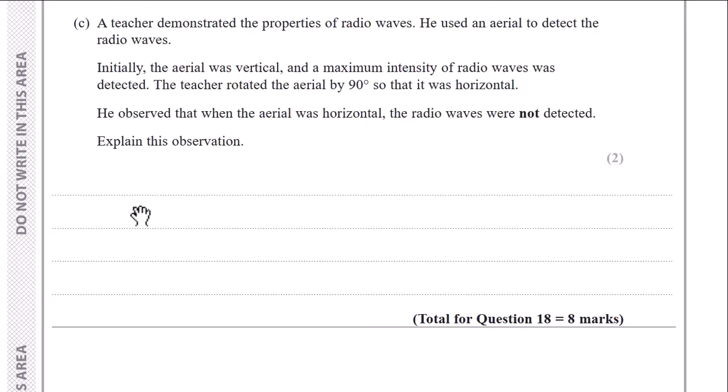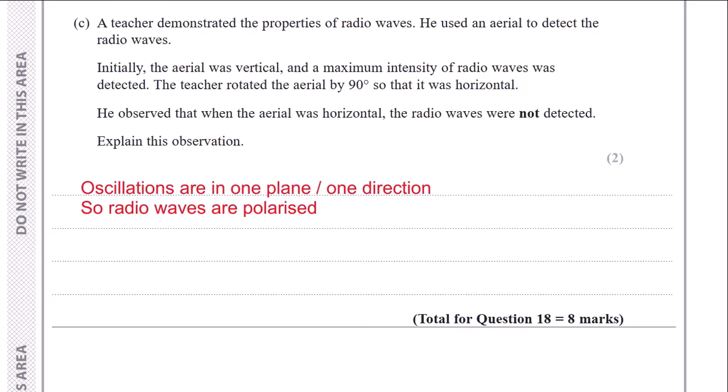When the detector is rotated, the intensity decreases. So when you hear terms like this, it should automatically trigger the part in your brain that contains information about polarization. Do you remember, when the filter is rotated 90 degrees, intensity drops to minimum, but this only applies to polarized waves. That means oscillations are in one plane or one direction. This means radio waves must be polarized, because only when it comes to polarized waves, the intensity varies between maximum and minimum after every 90-degree rotation.